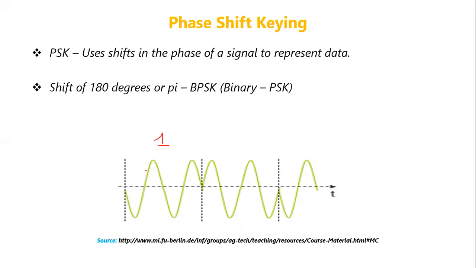This may be 1 and the signal is like this. Again here there is a phase shift. So, this is 0. When it wants to transmit a 0, there is a phase shift. Again it wants to transmit a 1, so here again there is a phase shift. So you can see whenever the input changes, there is a phase shift. Okay.